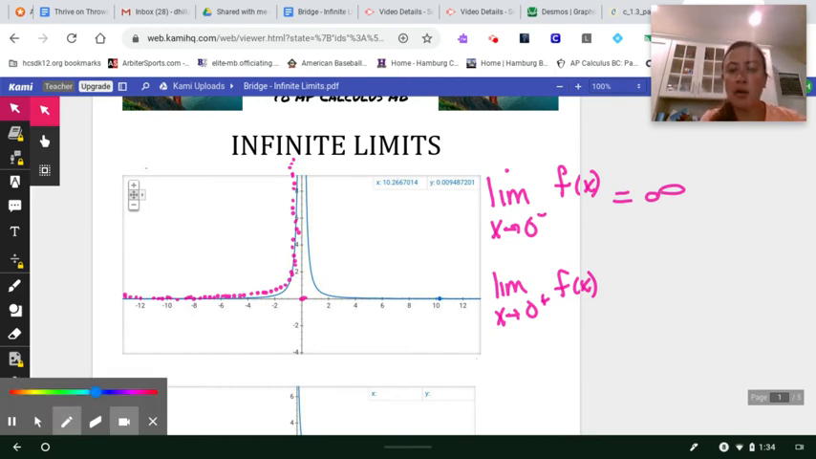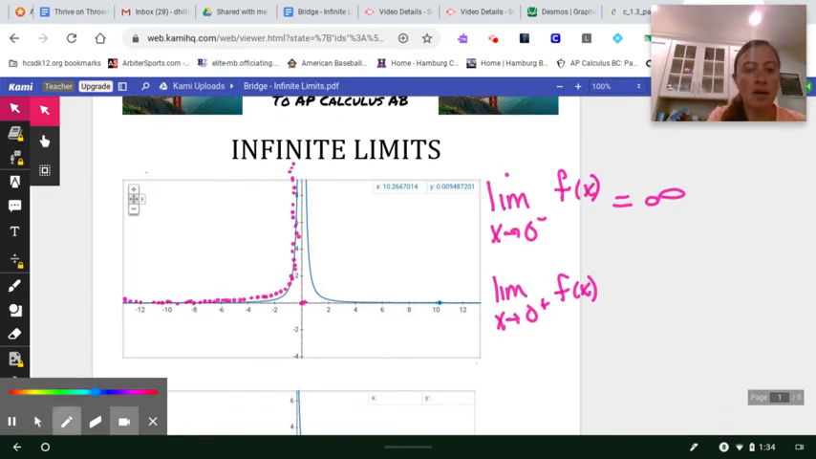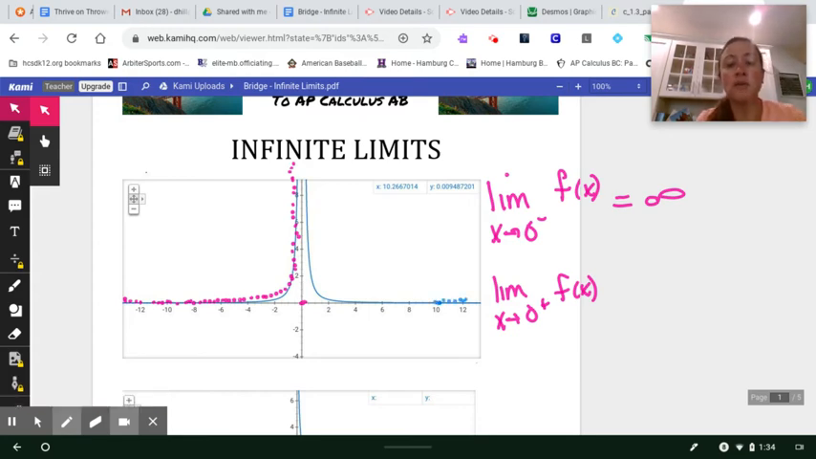If I come in now from the right, so the limit as x approaches 0 from the right side of f of x. So now I have to come in from the right. So I'm going to start at like 12. And I'm going to approach, I'm going to get close, I'm going to go towards 0 from the right-hand side. Where is that function taking me? You got it, back up to infinity.